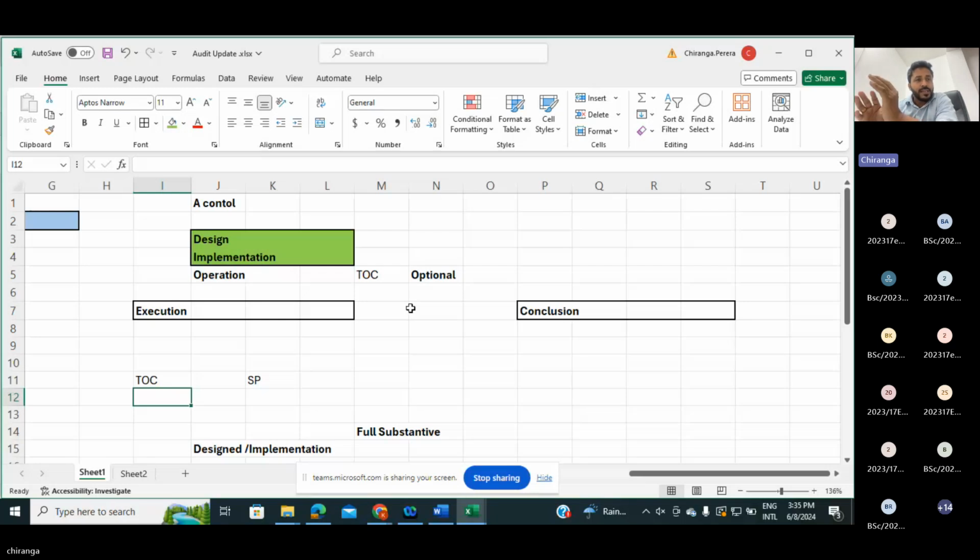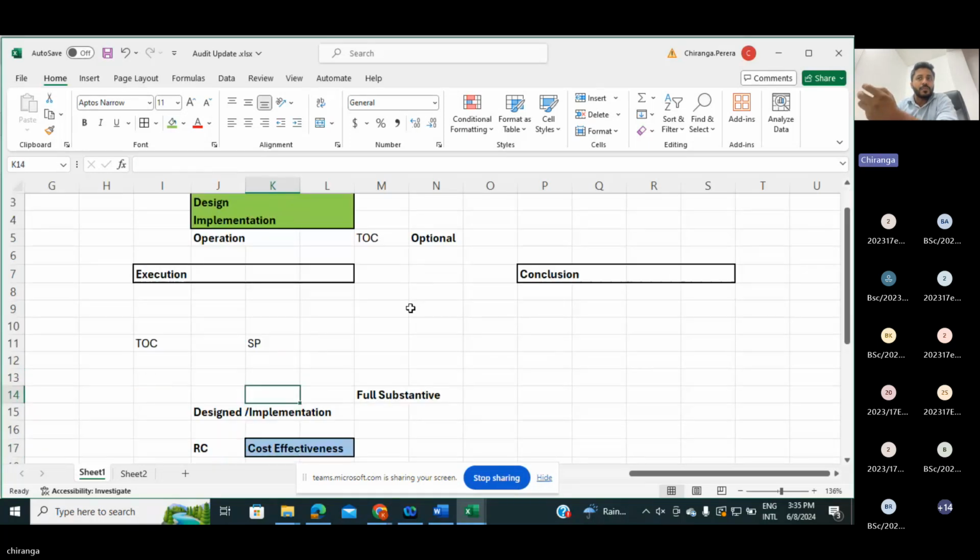For TOC, we select more than 25, 30, 50 samples. Why? They should be spread throughout the period. We are going to ensure that according to the design and implementation, all the operational items, the operation was done. So then we have to do TOC. Substantive procedures mean, for balances, we verify the source documents.